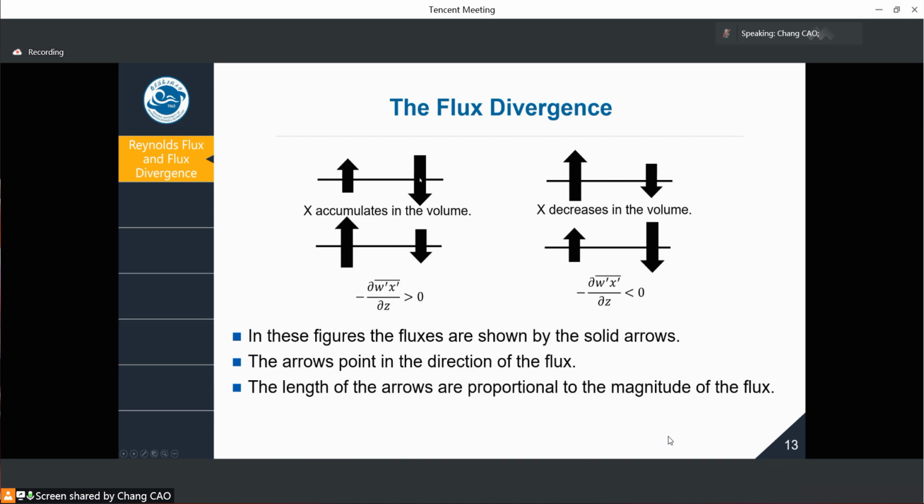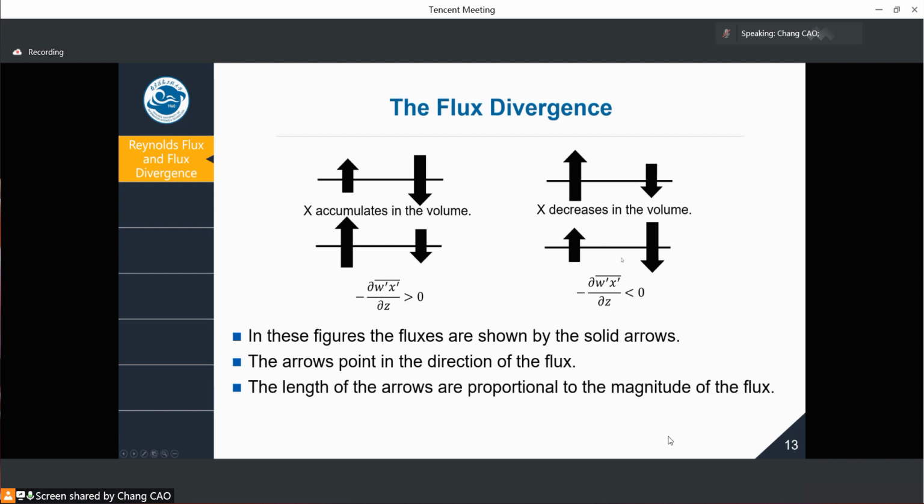We have more flux in and less flux out, even though we know that this one represents negative flux, but the net effect is also that X accumulates in the volume, right? Because more in, less out. So the net effect is that X accumulates in the volume. But if we look at the right part, things are just the contrary, right?